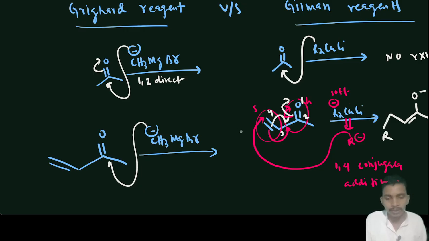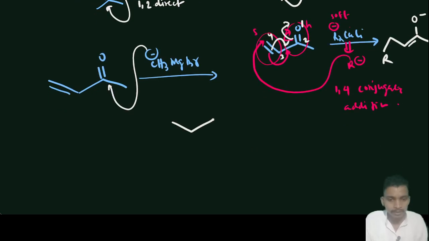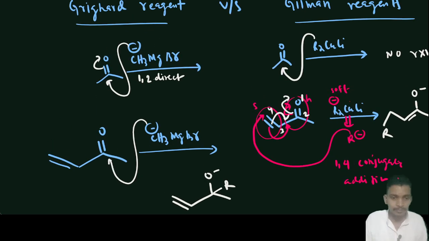In this case, what we get is O minus, and here we get another R, and the double bond remains intact. It means this Gilman reagent reacts with carbonyl groups only if they have a conjugate double bond. In that case only will the Gilman reagent work. If it is simply a carbonyl group, the Gilman reagent will do no reaction. So these are the important points about Gilman reagents and Grignard reagents.